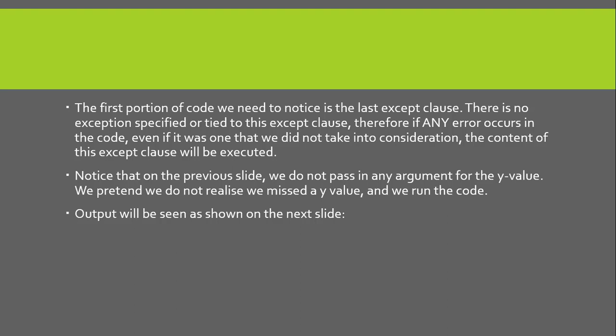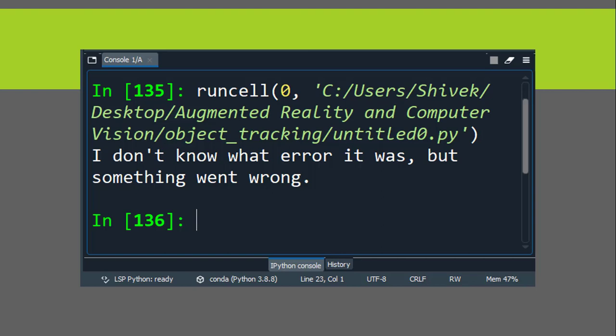Notice that on the previous slide, we do not pass in any argument for the y value. We pretend we do not realize we missed a y value and we run the code. Output will be seen as shown on the next slide. I don't know what error it was, but something went wrong.